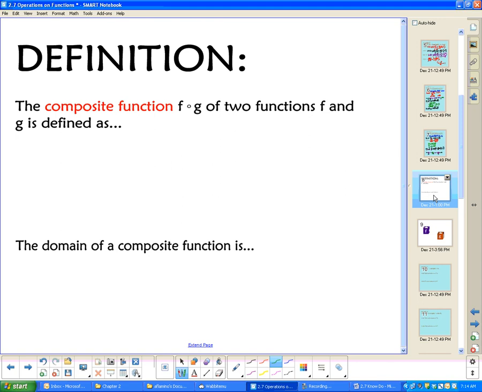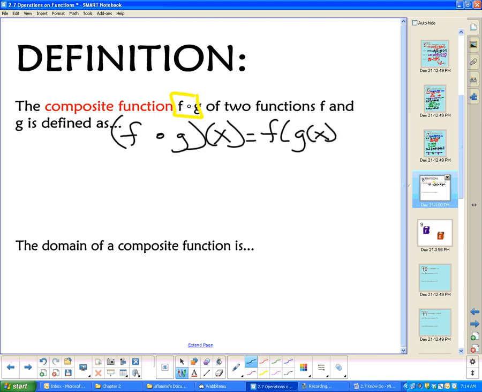The composite function f, and that is an open circle there. It's not a multiplication symbol. That is an actual open circle right in there. And when we read it like this, we read it the composite function f open circle g of two functions f and g is defined as, so when we write the formal definition, we say f open circle g of x is equal to f of g of x.